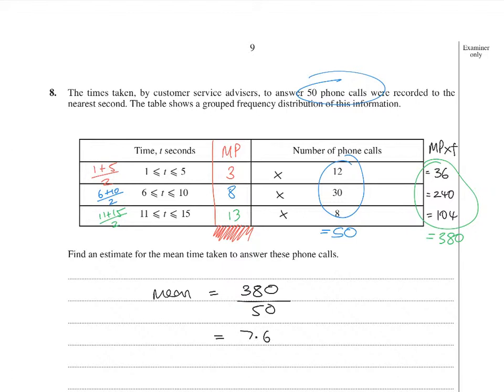7.6. Okay, now just check, does that answer make sense? If it doesn't make sense, then don't write it down. 1 was the least, 15 was the most, so 7.6 is somewhere in the middle of these two here. I'm happy with that answer.